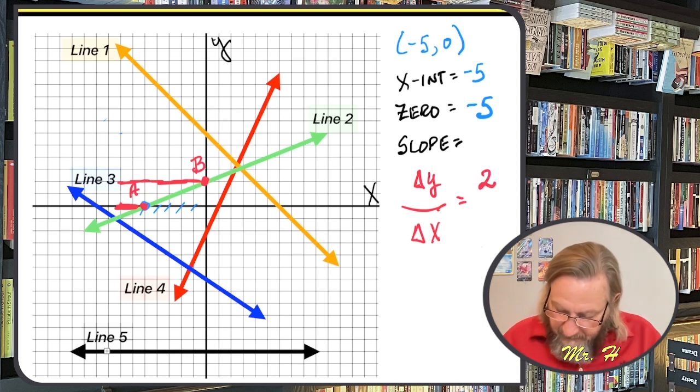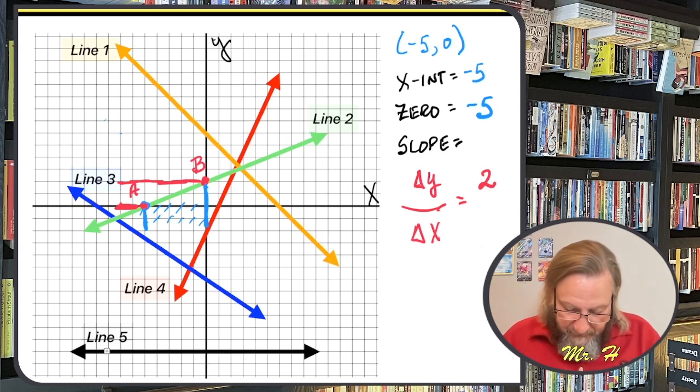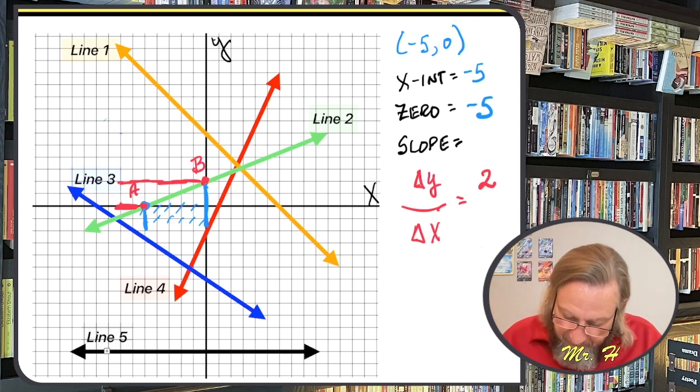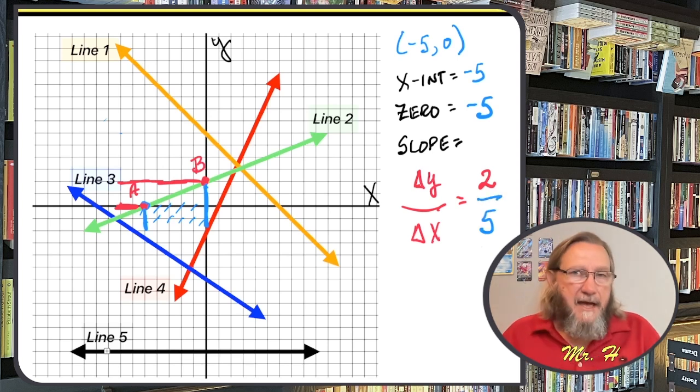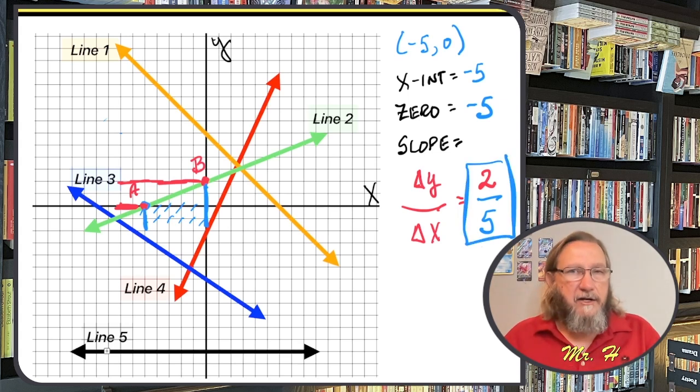Delta x is going from right here to right here. So the change of x is going to be 1, 2, 3, 4, 5. And so the change of x is going to be a positive 5, and that means our slope is 2/5. And we would just leave that as a fraction.